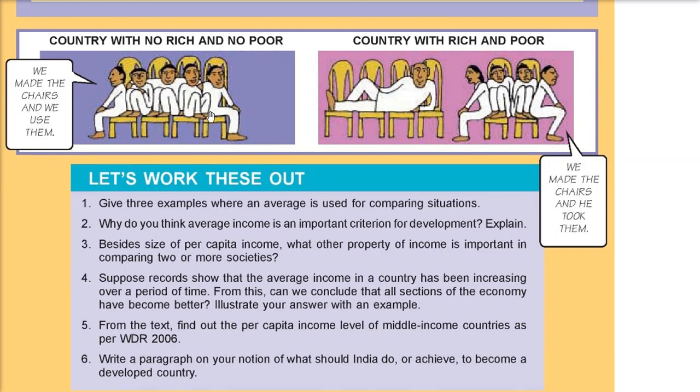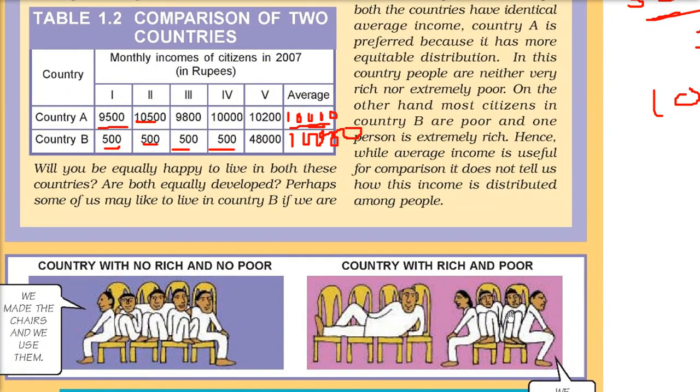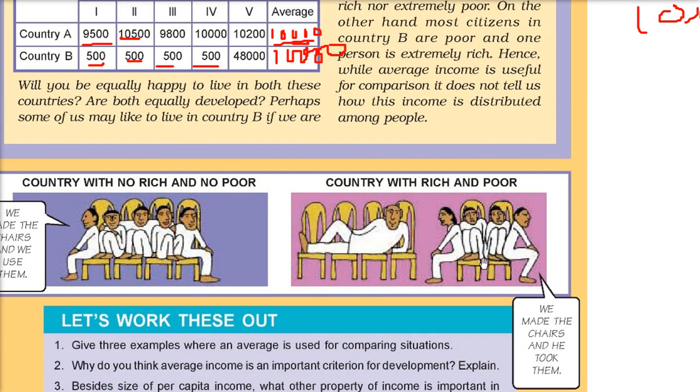Country with no rich and no poor: everyone is sitting, everyone is having their space, and everyone is earning well, and they are having a good life. Not everyone, there are some problems everywhere, because if humans are there, there may be some problems. But right now what we see is they are good. But here, in 2 chairs, 4 people are sitting, and in the 4th chair, one guy is lying down. He is earning 48,000. Others are only earning 500 rupees. So this is the country with 1 rich and so many poor, and this is the country with no rich and no poor. All are almost equal.